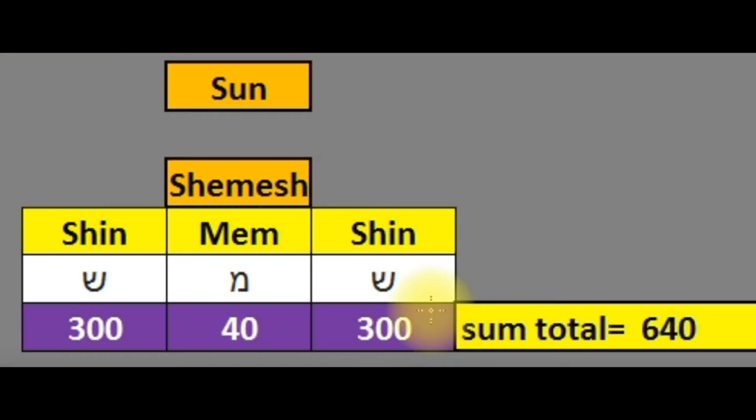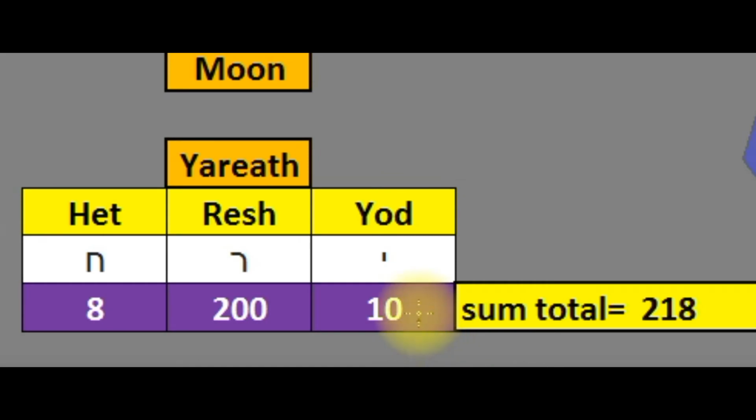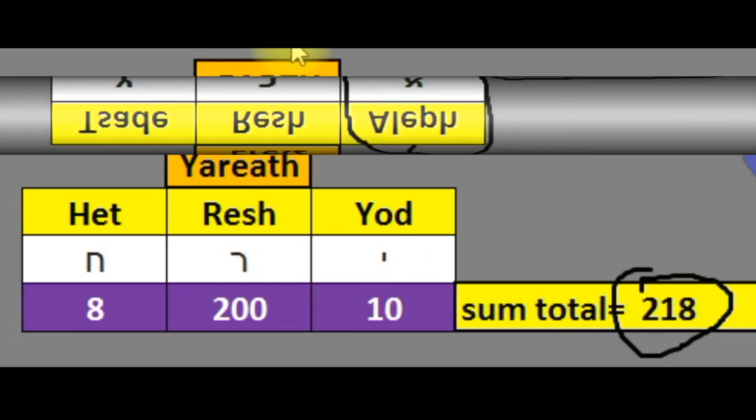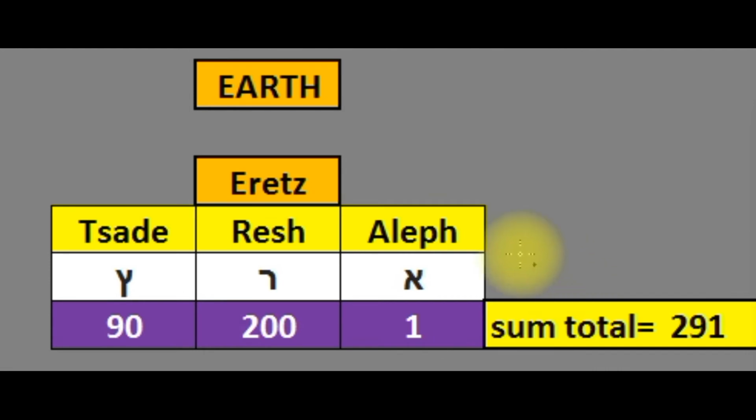Sun, in Hebrew, Shemesh, has a sum total Hebrew gematria letter value of 640. Moon, Yareach, has a sum total Hebrew gematria letter value of 218. Earth, Eretz, has a sum total Hebrew gematria letter value of 291.